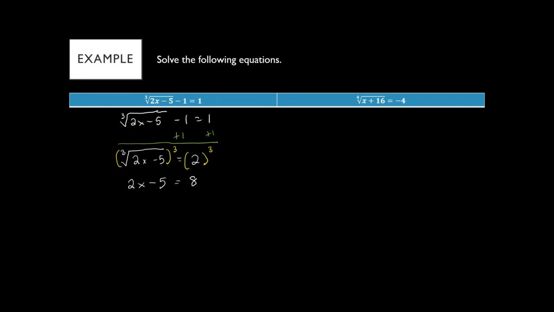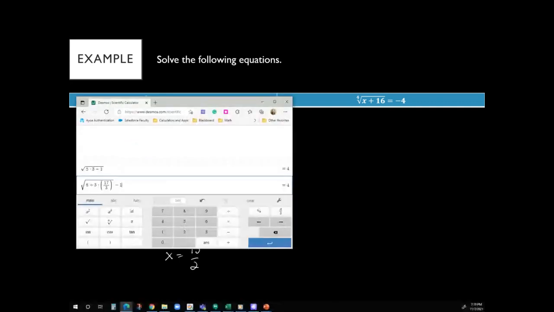So now we're going to solve. So I'm going to add 5 to both sides, which gives us 2x is equal to 13. And then divide both sides by 2. And we get another fraction here: 13 over 2. So we're going to check our work again using Desmos because it saves time.